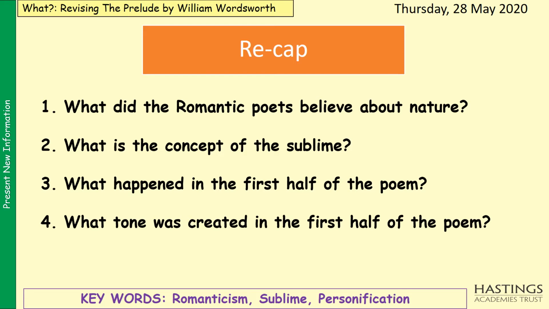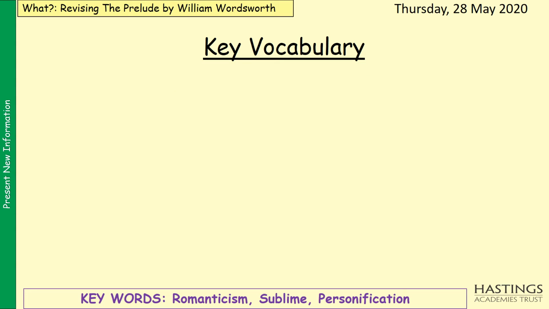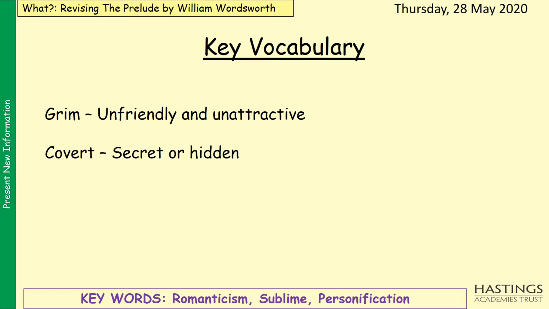Before we continue reading the poem, a few key words. I'll go through a few keywords that come up in the poem that you might not know, and give you the definitions. If you don't know the word, write it down so that you can remember what it means. The first word is grim. You might have heard this before. If something's very grim, it might be unfriendly or unattractive. In this poem, when the poet uses the word grim, he means unfriendly, quite hostile. Covert is when something is secret or hidden.